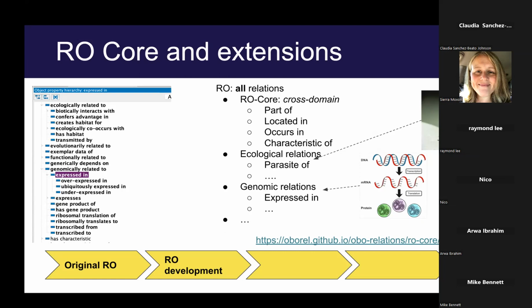And these include things like ecological relationships, such as this fungus is a parasite of this particular ant species. Genomic relationships, such as expressed in, so that you can say something like this particular gene is expressed in this cell type or this tissue. And so these domain relations are incredibly useful for databases and knowledge graphs and ontologies that cover specific domains in biology.